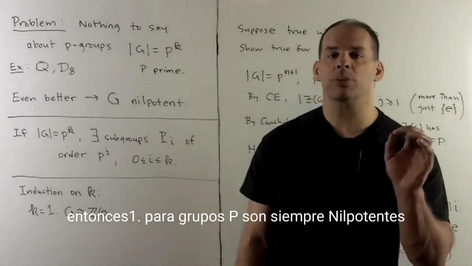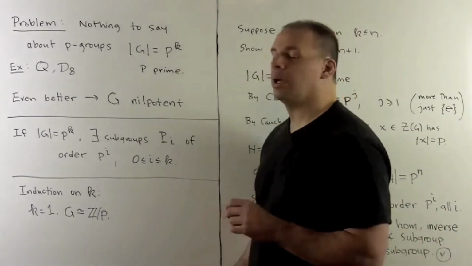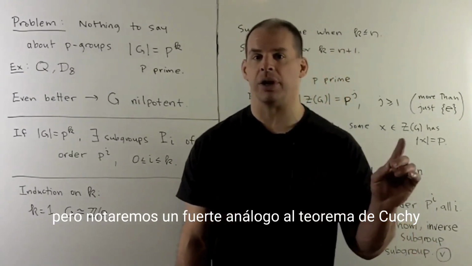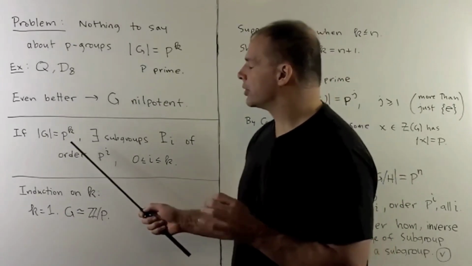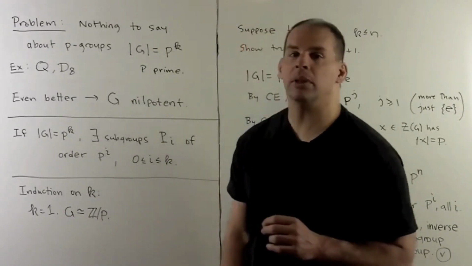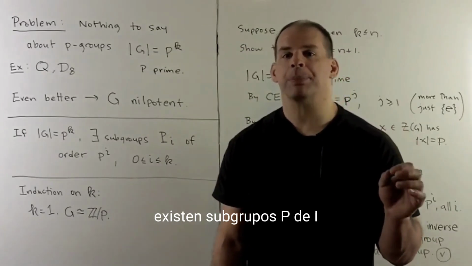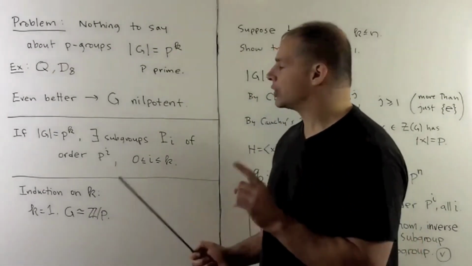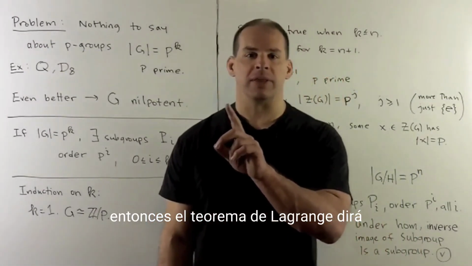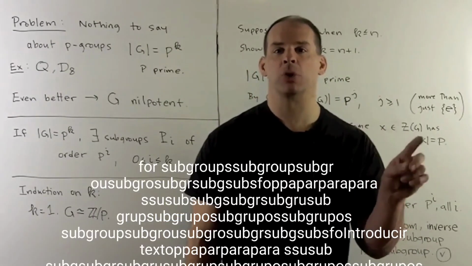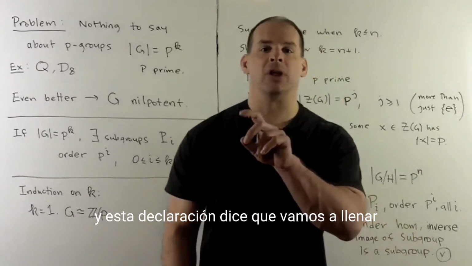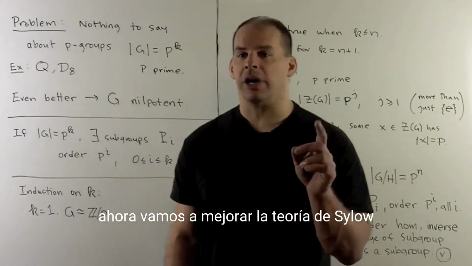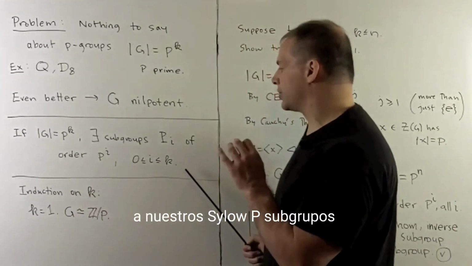For one, p-groups are always nilpotent. We won't say anything about that here, but we will note a strong analog to Cauchy's theorem. If we have a p-group, let's say its order is p to the k for p prime, there exist subgroups P_i of order p to the i for all i between 0 and k. Lagrange's theorem would say these are the possibilities for subgroups, and this statement says that we're going to fill each possibility with a subgroup. We could also enhance Sylow theory by carrying this result over to our Sylow p-subgroups.